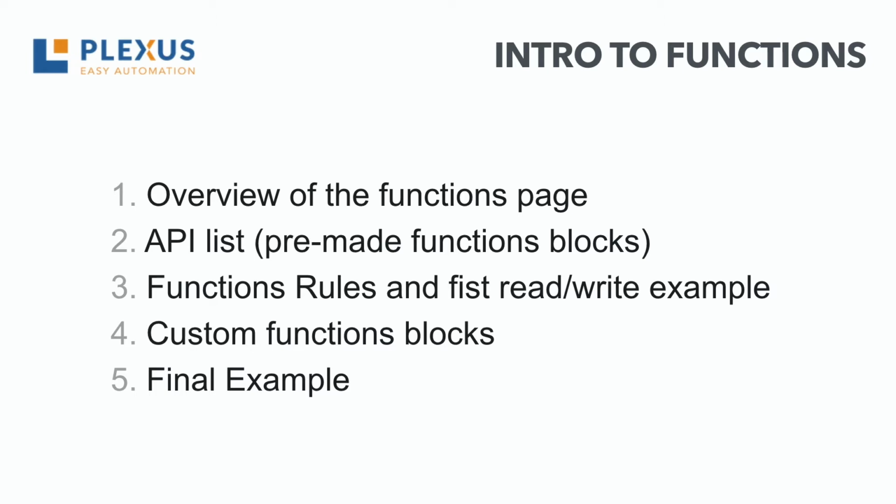First, we're going to see an overview of the functions page. Second, we're going to see the API list, which is the blocks of the pre-made functions. Third, we're going to talk about function rules, and we're going to have a first example of reading and writing a variable. Number 4, we're going to see how to custom build our blocks. And in the 5th section, we're going to just have a final example. So let's get into it.